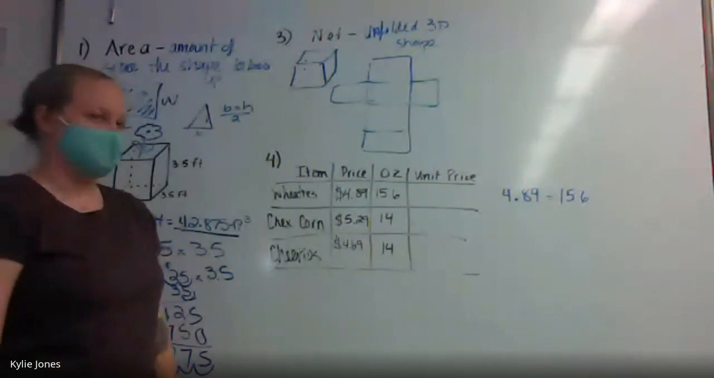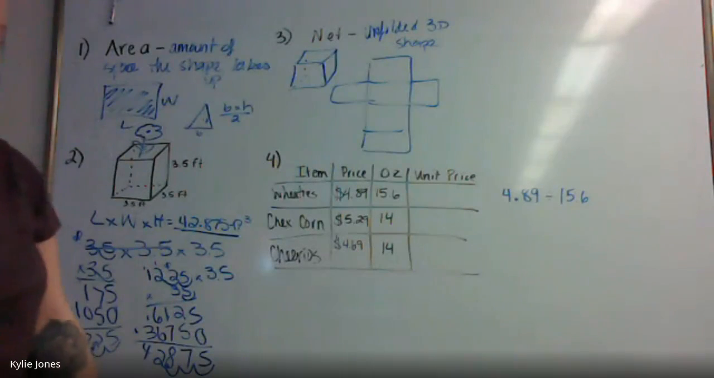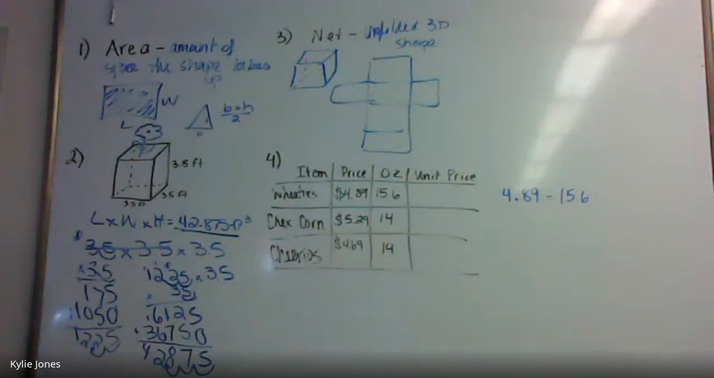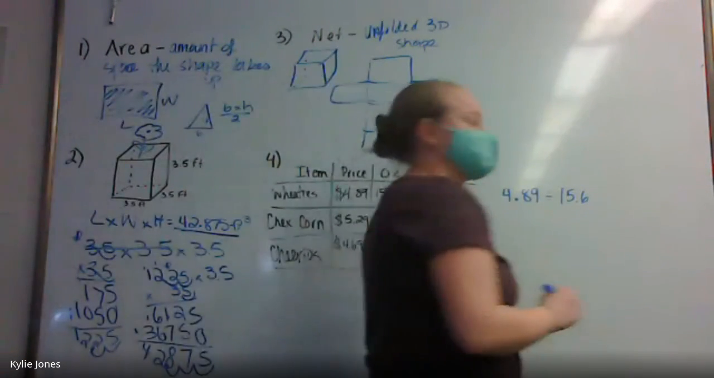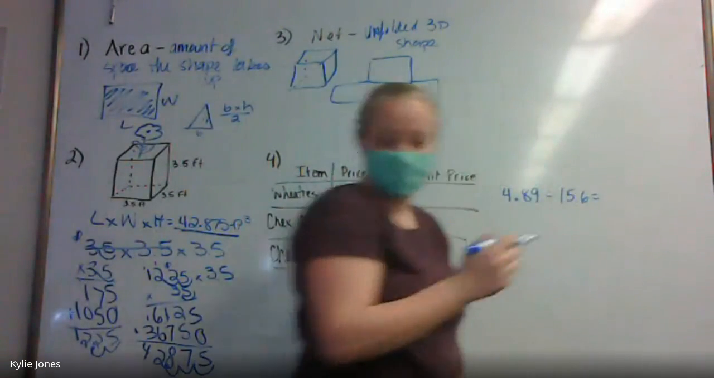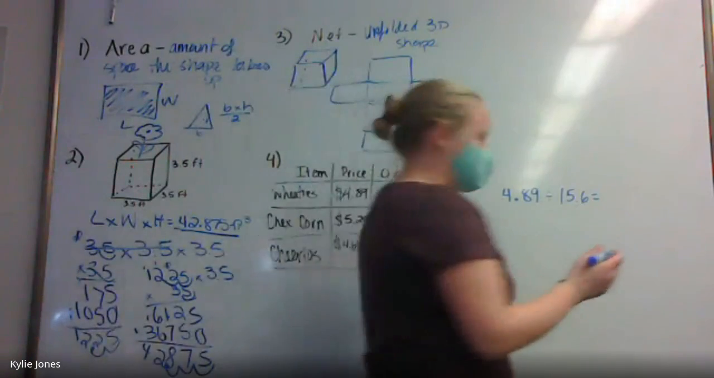Probably took a while. Did anybody get an answer? 3.89. That seems a little bit high. It should be really small. 15.6. Yeah, it should be really small. When you divide, I did it on my phone. You get 0.3134.